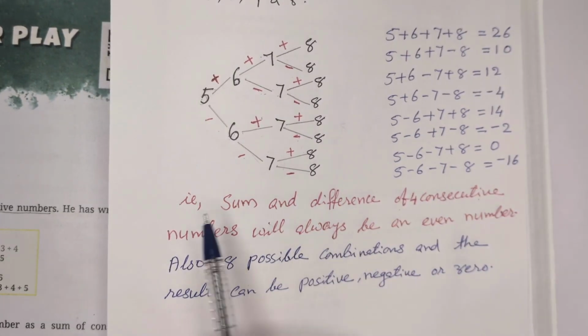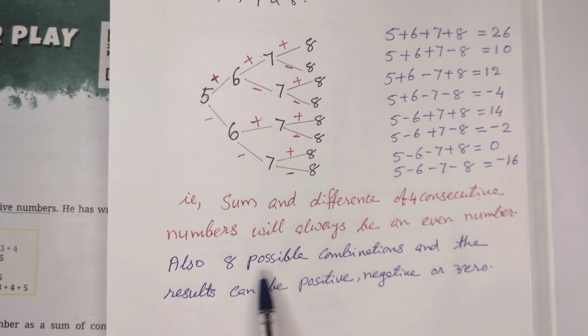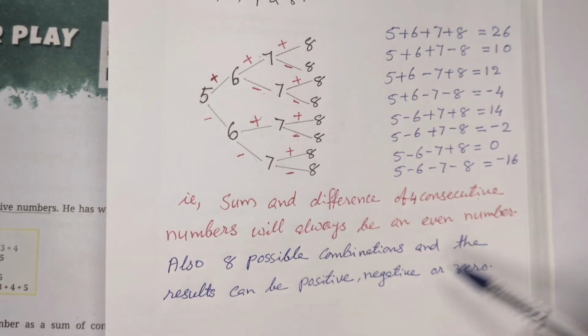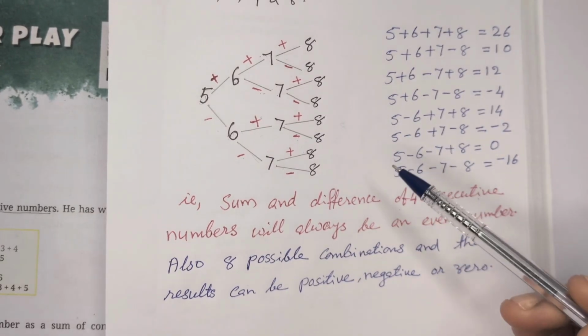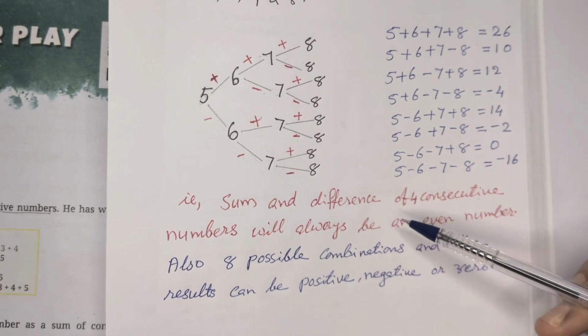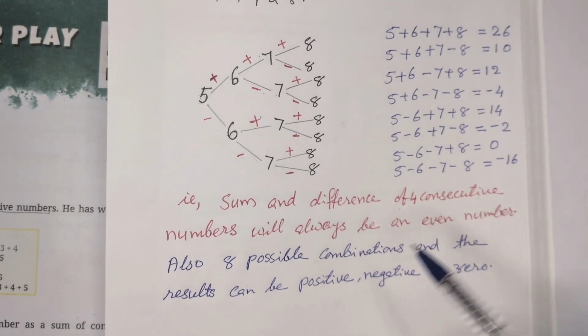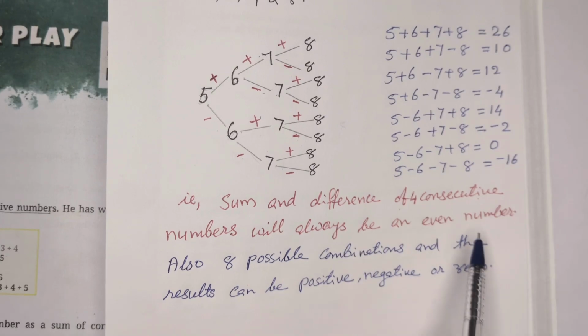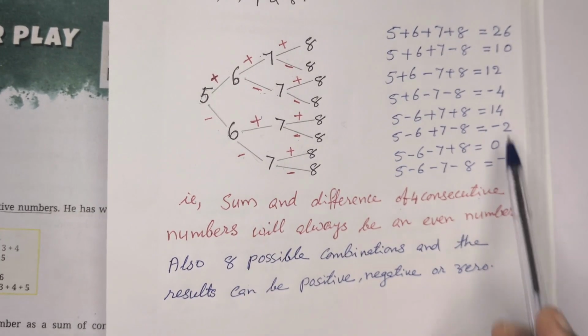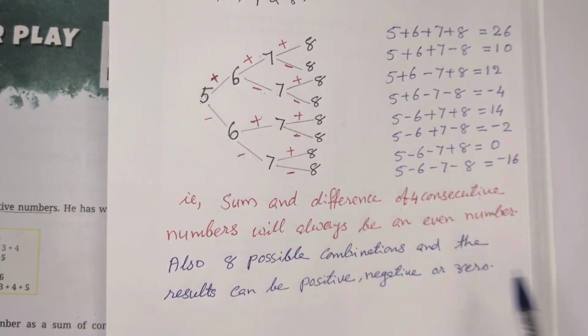Also we can write, as in the previous question, 8 possible combinations, and the results can be positive, negative or 0. So what we notice through these examples, the result is the same. The sum and difference of 4 consecutive numbers will always be an even number. Altogether we get 8 combinations, and the result will be positive, negative or 0.